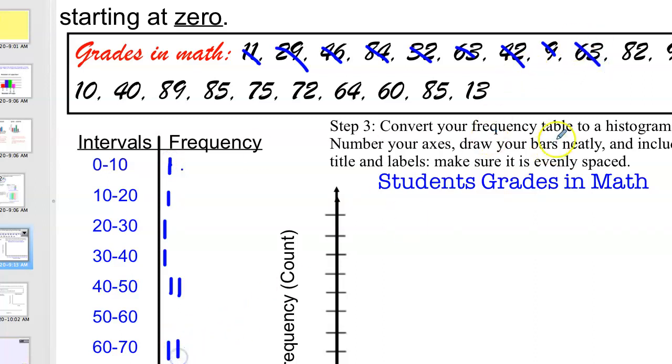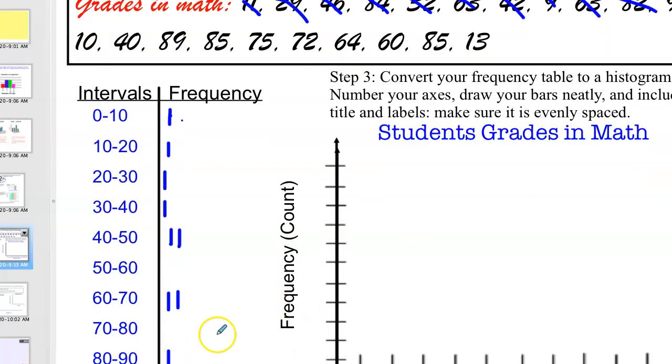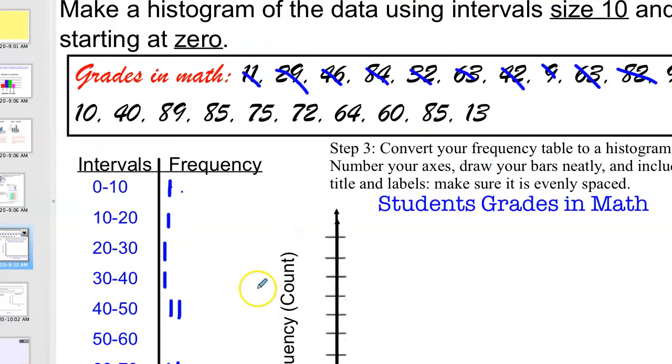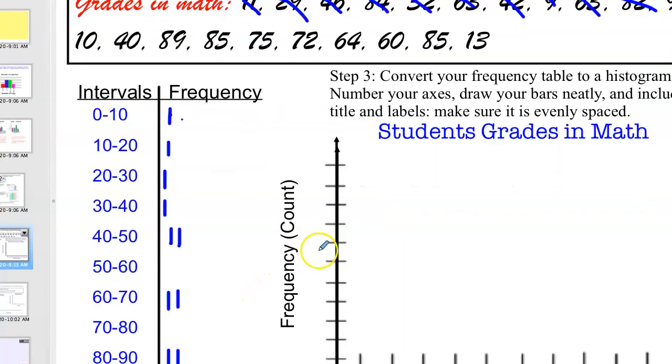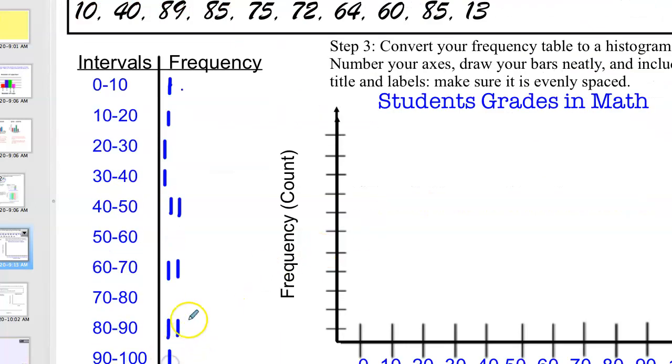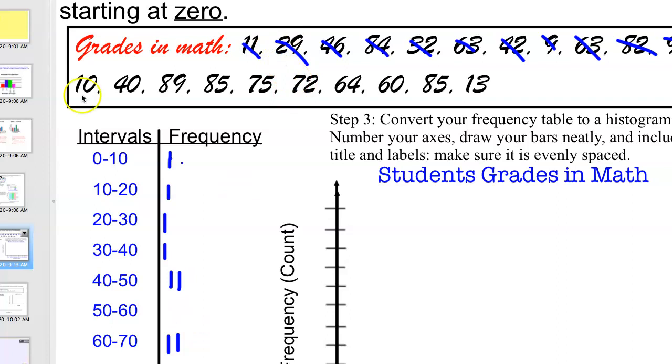63 is between 60 and 70. 82 is between 80 and 90. 91 is between 90 and 100. All right, now we have 10. So my question is, where does 10 go?